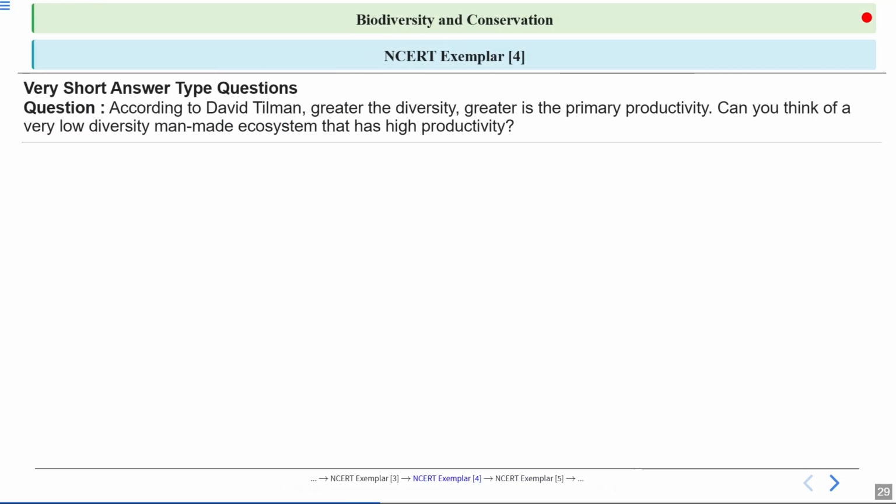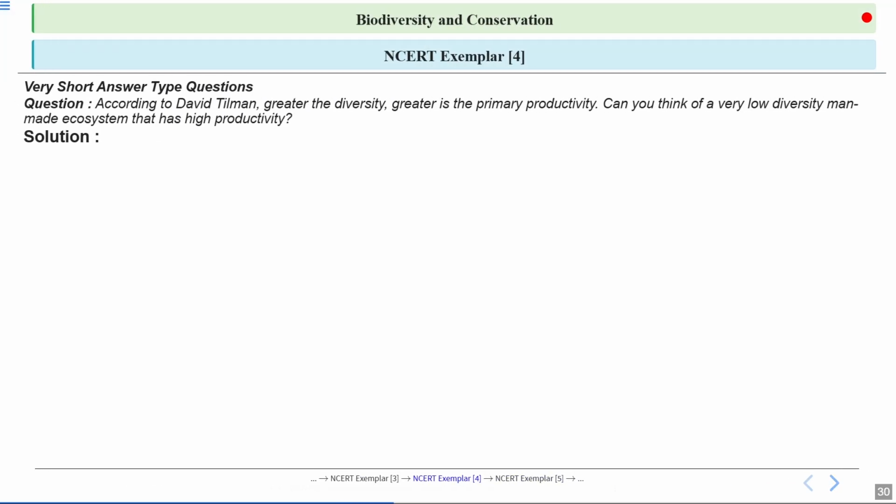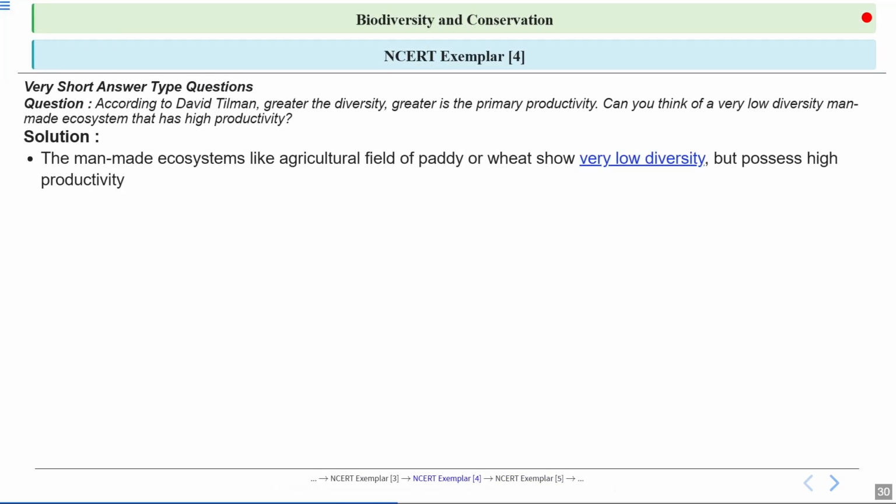Next question, according to David Tilman, greater the diversity, greater is the primary productivity. Can you think of a very low diversity man-made ecosystem that has high productivity? Let's have a look at the answer. Now, the man-made ecosystems like agricultural fields of paddy or wheat show very low diversity but possess high productivity. So these are also examples of the monoculture.